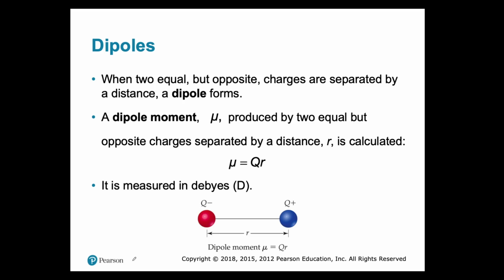So the dipole moment is represented by the Greek letter mu, and produced by two equal but opposite charges separated by a distance. So mu equals Q, which is the charge, multiplied by R. The unit for dipole moment is the debye, big D. Here we have an atom that's got a partial negative charge, like a fluorine, and an atom over here that's positively charged. The distance between them is R, and R times Q, the charge, equals the dipole moment, mu.